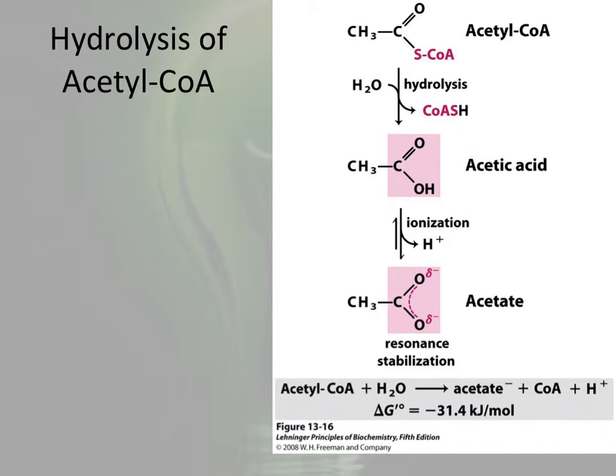But this is just showing acetyl-CoA, which is an important biomolecule. We're going to see acetyl-CoA, and I would expect you to be able to draw it like that. Please don't draw out all of the coenzyme A, they just abbreviate it like that. It becomes free coenzyme A, which they abbreviate as CoASH, and acetic acid, and you get acetate, and you do get off energy. Okay, and you get off a lot of energy actually.